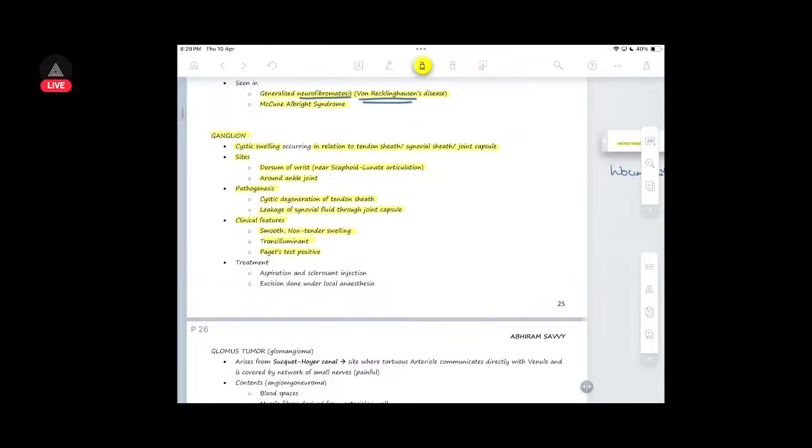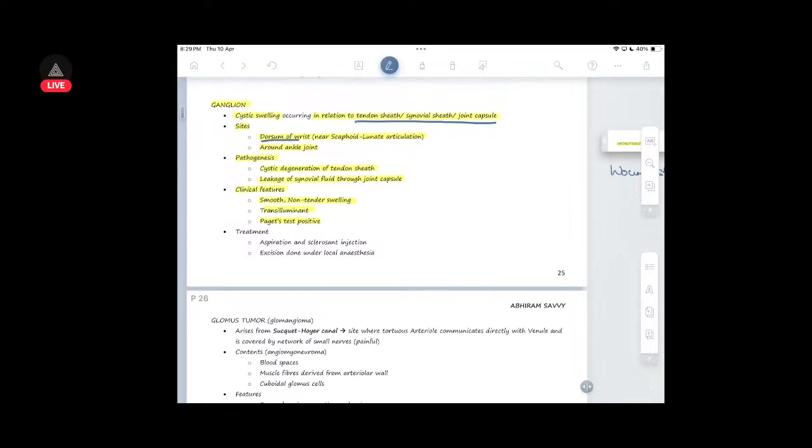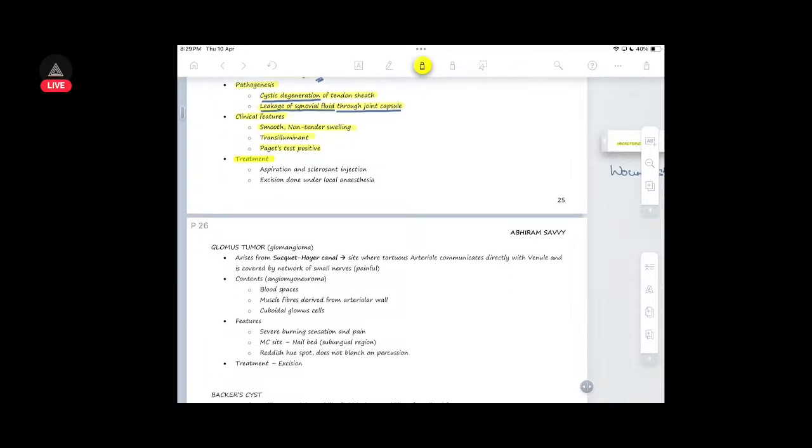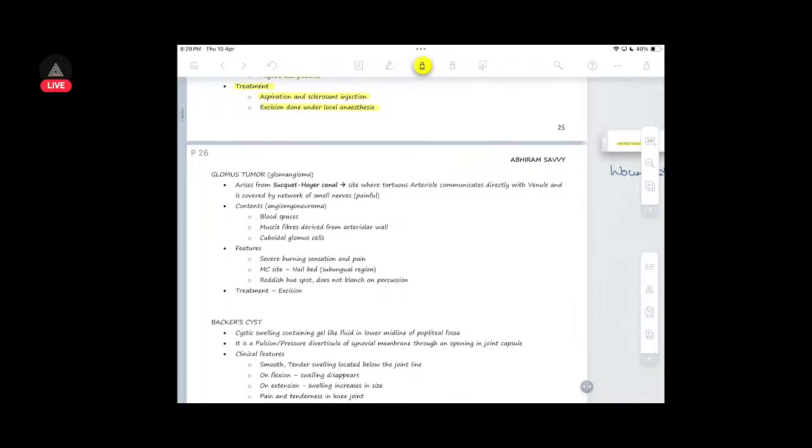This is ganglion also. It's in relation to tendon sheath, synovial sheath, joint capsule, dorsum of wrist, near scaphoid-lunate articulation, around ankle joint. This is a cystic degeneration, with leakage of synovial fluid through the joint capsule. Treatment: aspiration and sclerosant injection, or excision done under local anesthesia.